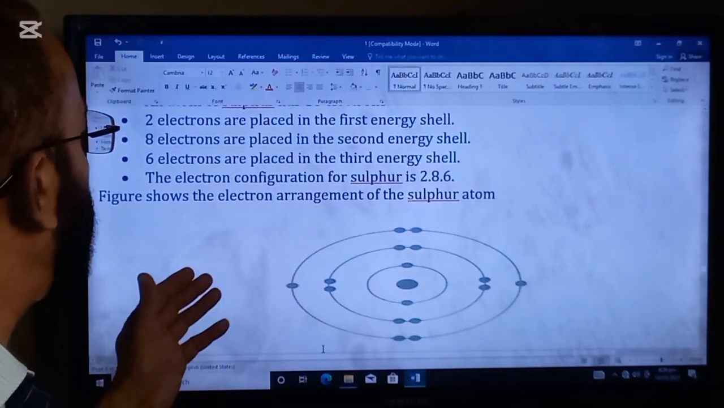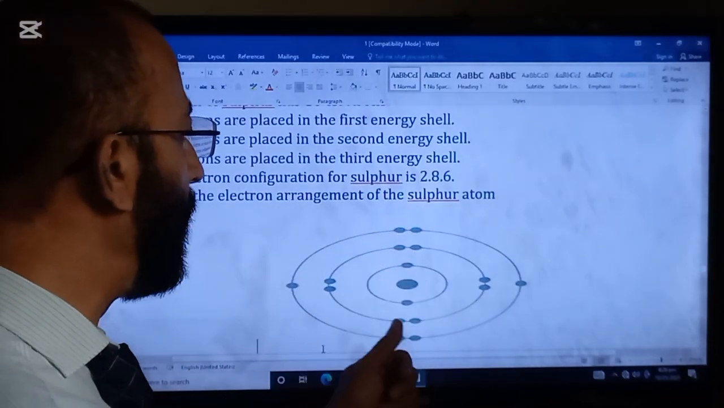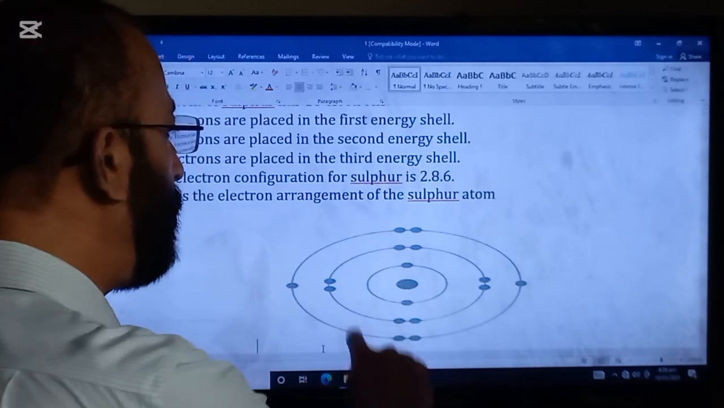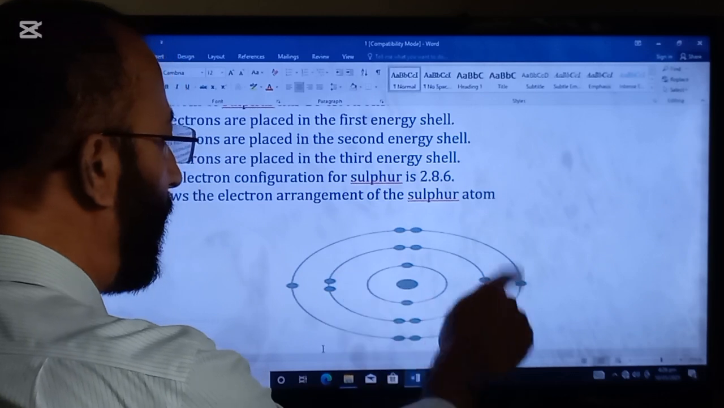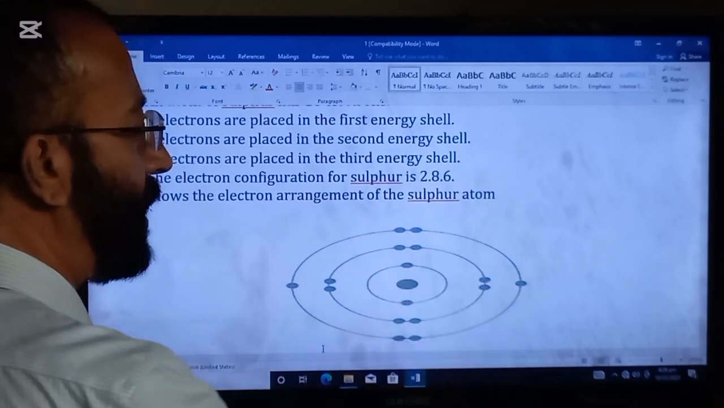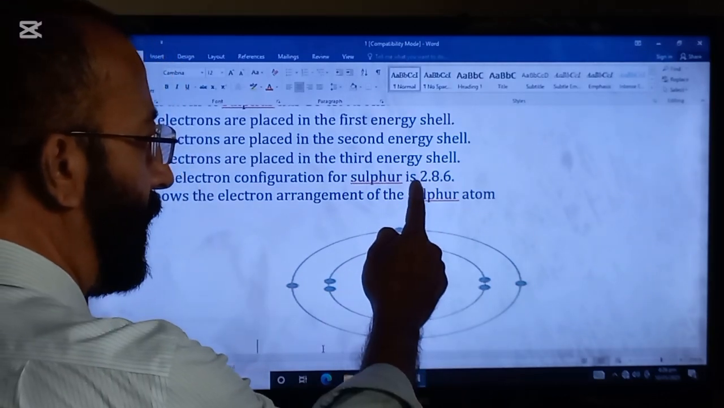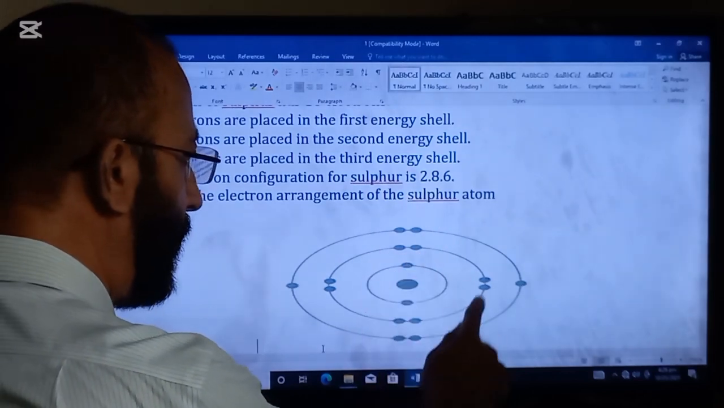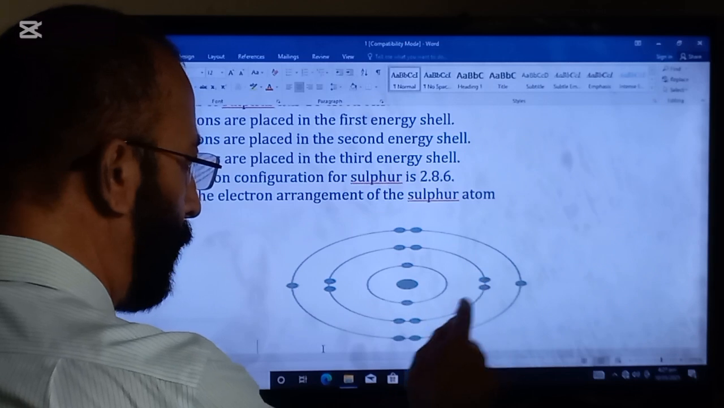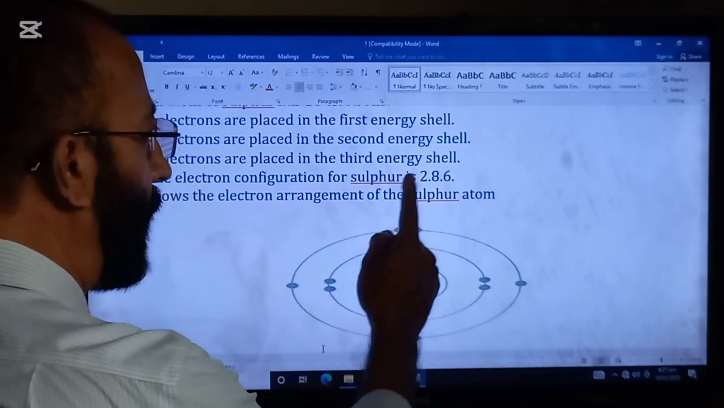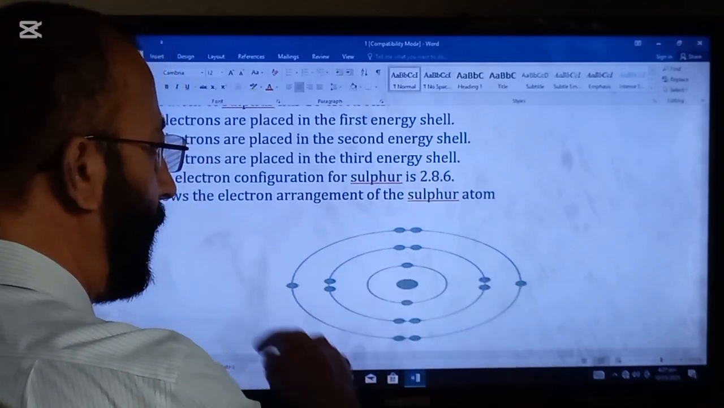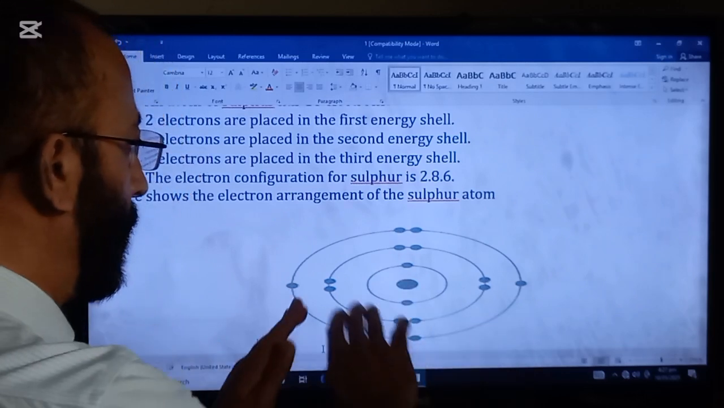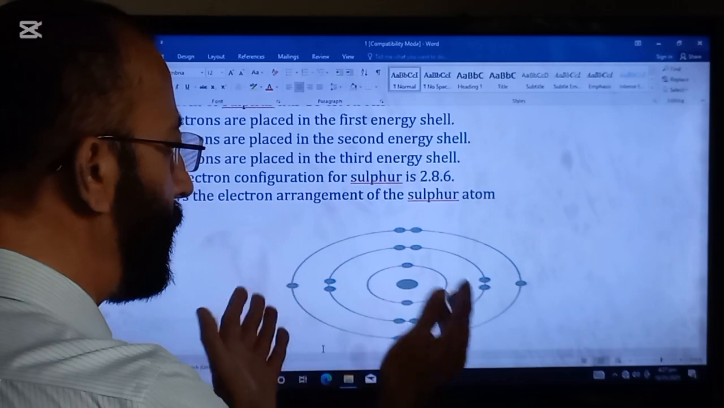The figure shows the electron arrangement of the sulfur atom. Here is the nucleus. So you have to draw 3 shells now, because the electronic configuration is 2, 8, 6. From here we can see 2 electrons will be placed in the first shell. 8 will be placed in the second shell. So 1, 2, 3, 4, 5, 6, 7, 8. And 6 electrons will be placed in the third shell. So 1, 2, 3, 4, 5, 6. So this is the method to sketch.